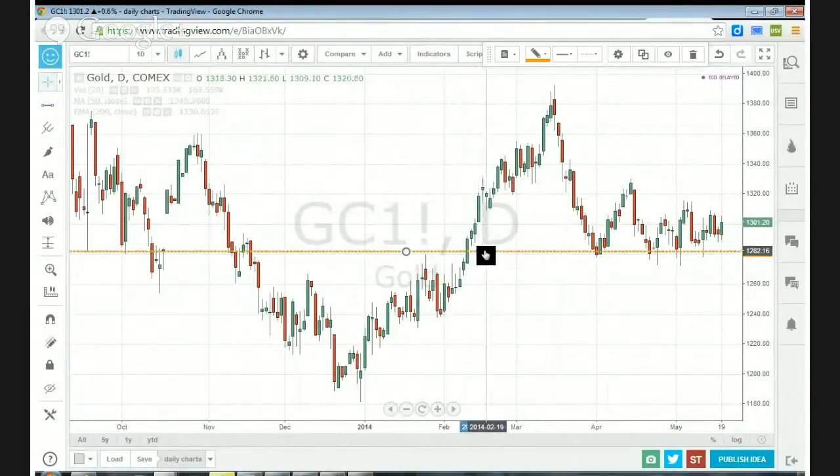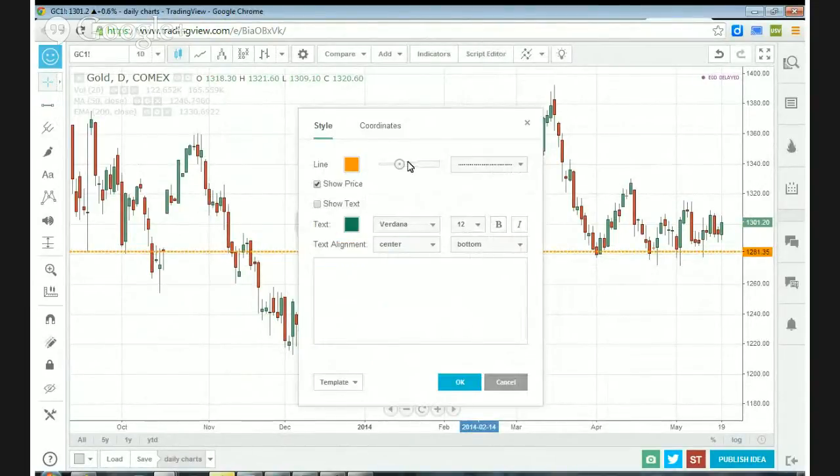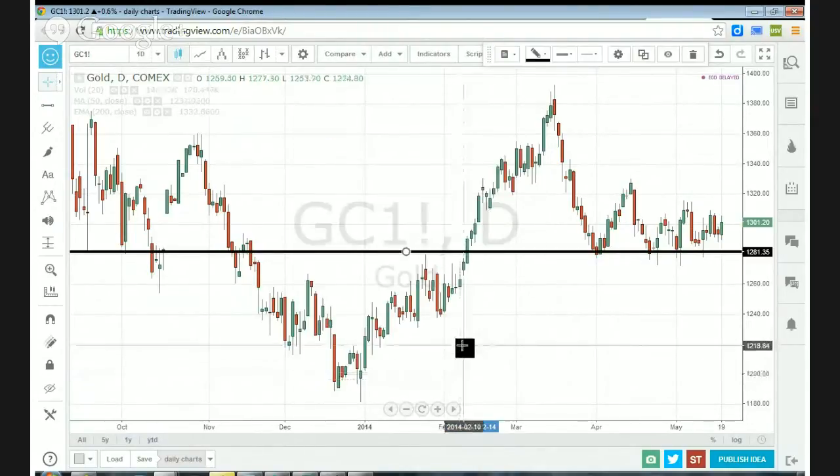So that's really good. Let me actually change this a bit. Let's make it nice and thick. Make it black and solid. These charts are from TradingView.com, by the way. Really enjoy these charts. They've saved me a bunch of time.